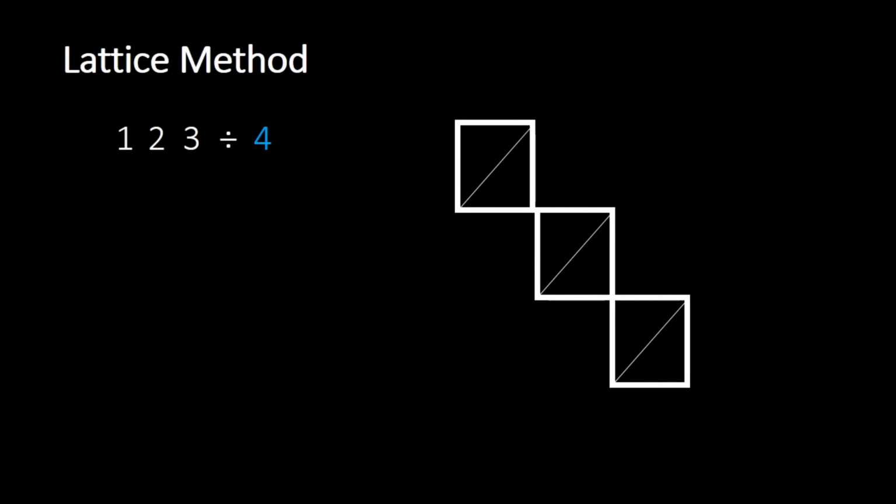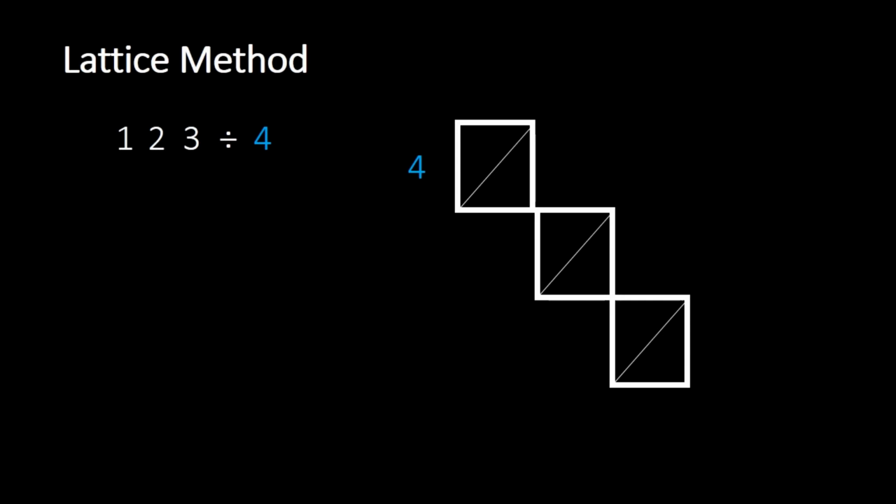We had a lattice method in multiplication, and we'll also have a lattice method in division. So we'll look at this example here, 123 divided by 4. For this, since we have 3 digits for our dividend, we'll create 3 boxes. So the boxes should be arranged in a diagonal, and each of those boxes will be divided into 2 by a diagonal line.